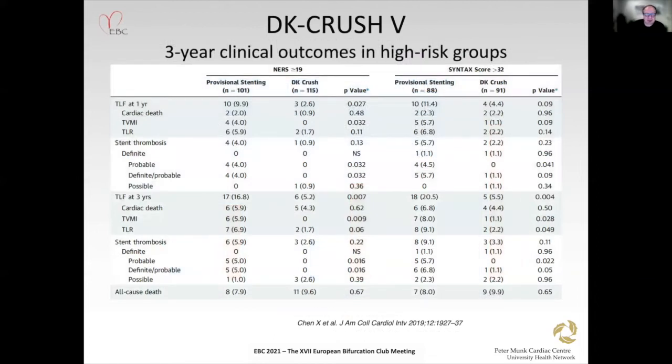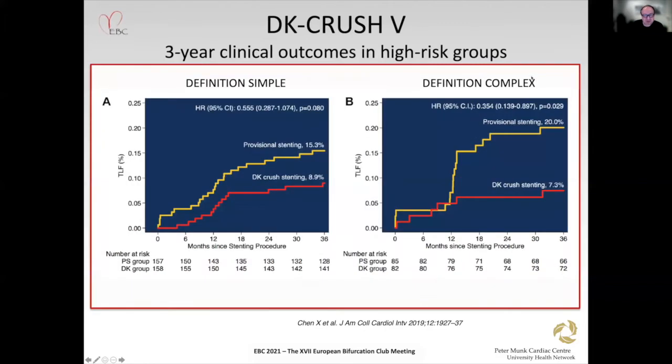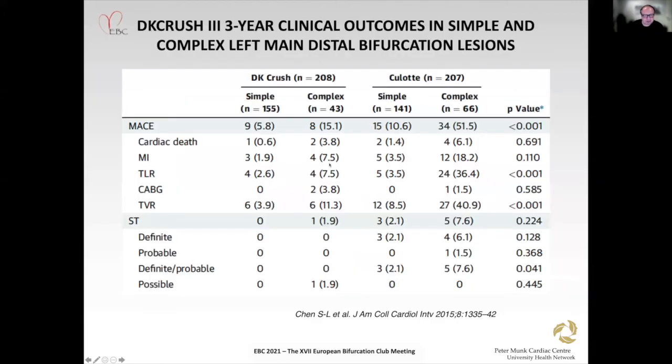In DK crush 5, the patients were analyzed by complexity, in this case by the NERS score and the syntax score. However, if we look specifically at the definition complex and definition simple groups, we see a clear separation here with a significantly lower event rate in terms of target lesion failure in the DK crush group specifically compared to provisional stenting. But we also see a trend in the definition simple group. So there is, I would think, some evidence that both groups may benefit.